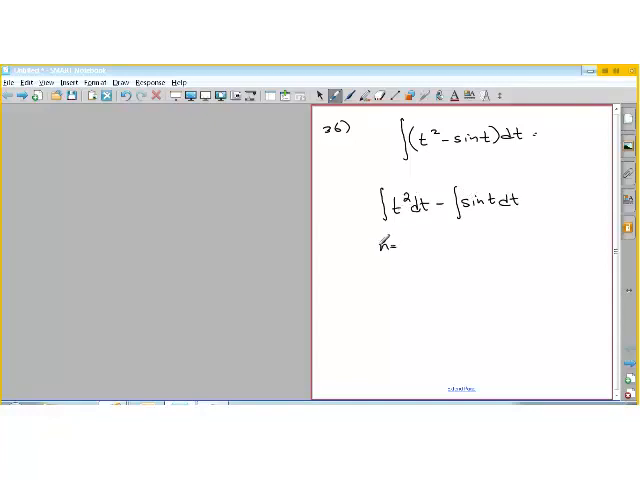So here n is equal to 2, n plus 1 is 3, so we get t cubed over 3. The integral of the sine, if you go into the book, you'll find out it's negative the cosine. And then we add our arbitrary constant c. So the last thing we need to do is just simplify by removing the 2 negatives and just making it positive. And that is the answer.